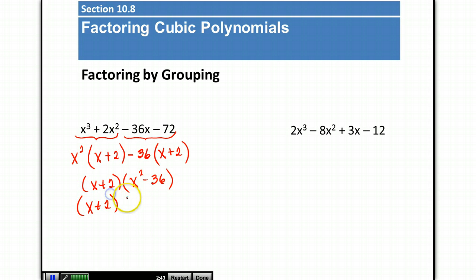So we have our x plus 2, and the difference of 2 squares. What's the square root of x squared? X and x. What's the square root of 36? 6 and 6. And what do my signs have to be? 1 plus and 1 minus. Now we factored that quadratic, well, it's not a quadratic, my bad, this fournomial into 3 factors. So it's factored completely.